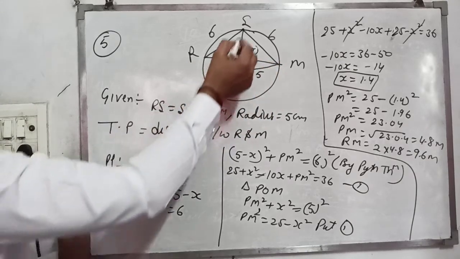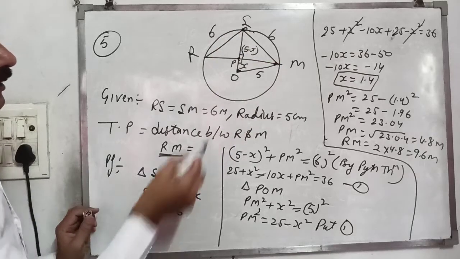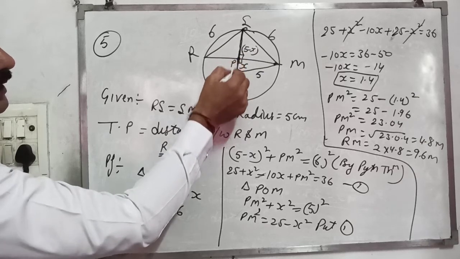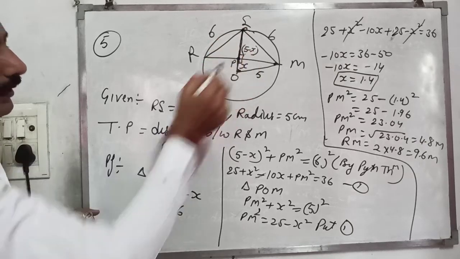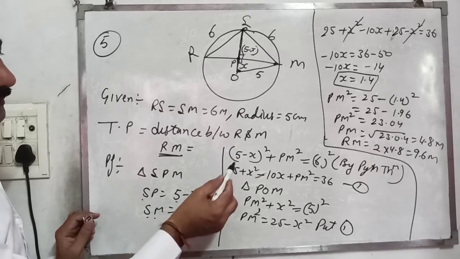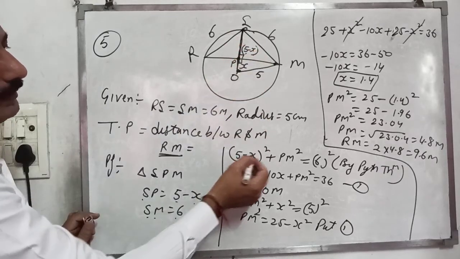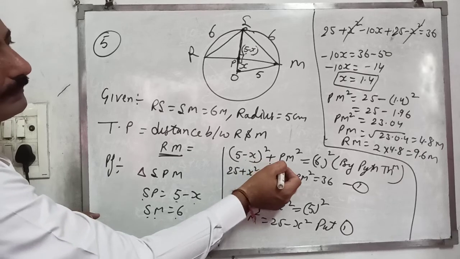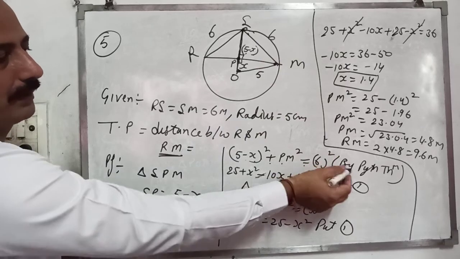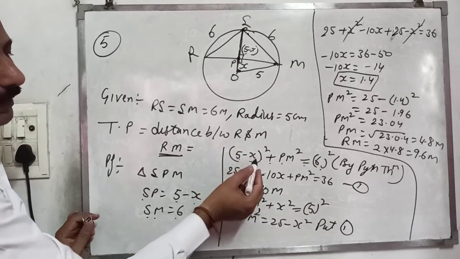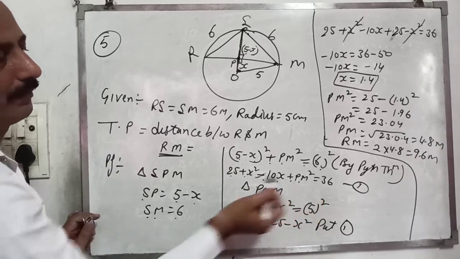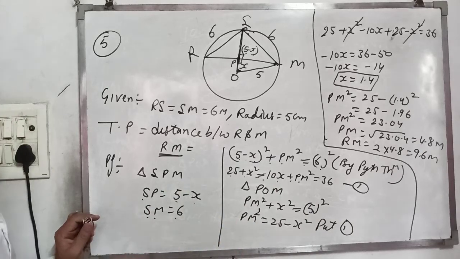So first we use the one triangle, that is SPM. That is a triangle SPM. The radius is 5. So if we take OP as x, then PS becomes 5 minus x. So SP is 5 minus x and SM is 6. So by the Pythagoras theorem, the square of 5 minus x plus MP square equals the square of 6. By using the formula a minus b whole square, it's 25 plus x square minus 10x plus PM square equal to 36. So make it equation number 1.